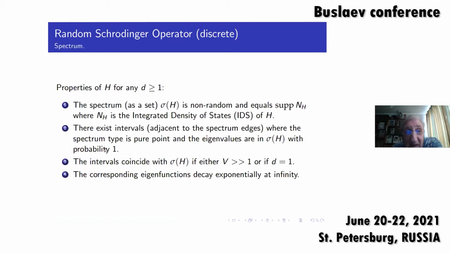Now let me list several properties which I will be using implicitly, because I have no time to explain the proofs of the results which I am going to present, but which may be of certain interest and maybe surprise for us. The first property: your operator is random, but the spectrum, a closed set on the real axis, is not random, and it can be found as the support of a certain non-random measure, known as the integrated density of states, which can be constructed by a special procedure.